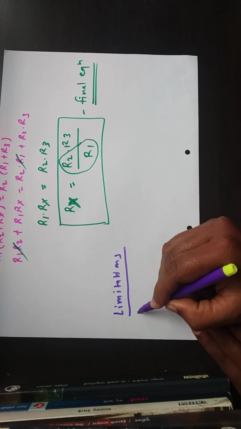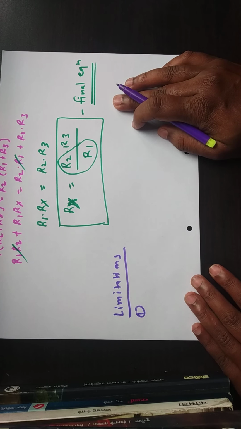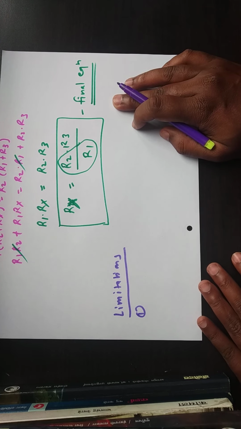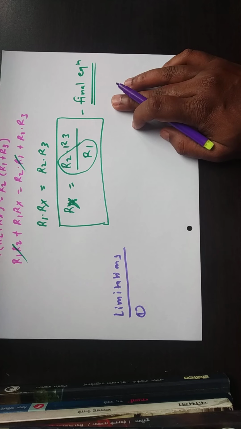Limitations of the Wheatstone bridge network. Basically, it cannot measure high resistance, because it is designed in such a way that it only measures medium resistance. In the case of high resistance measurement, the galvanometer becomes insensitive to show any imbalance.